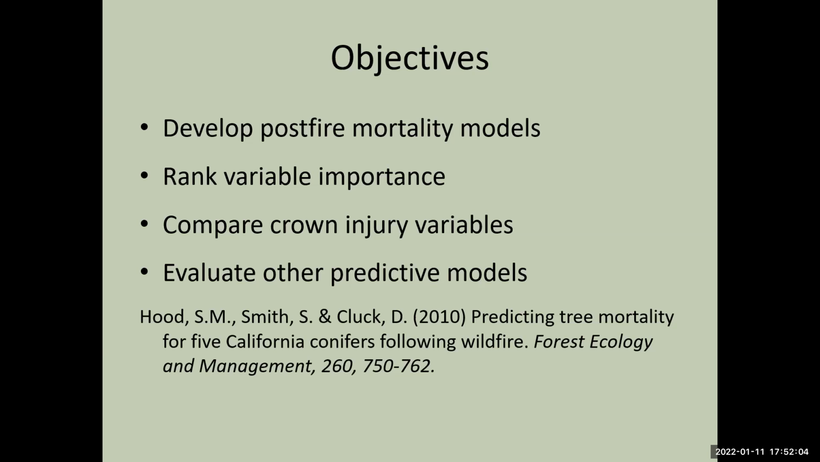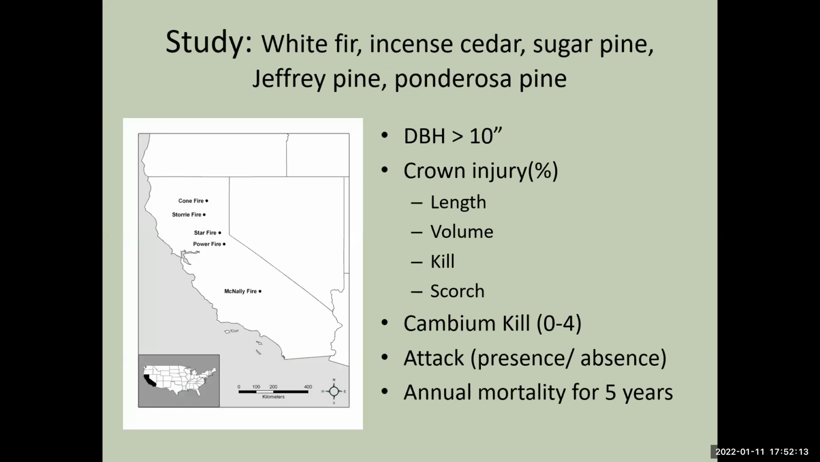We wanted to compare some different crown injury types of measurements, like crown length versus volume, and use our data to compare with other models out there. So we had white fir in our samples, incense cedar, sugar pine, Jeffrey pine, and ponderosa pine. We only looked at trees greater than 10 inches in diameter. We looked at crown length, volume. We looked at kill versus scorch for the ponderosas and the Jeffrey pines. So the scorch is where the buds survived, and kill is where buds and needles are both dead.